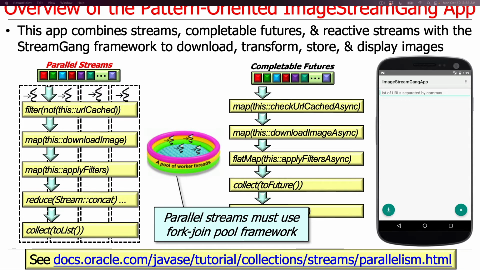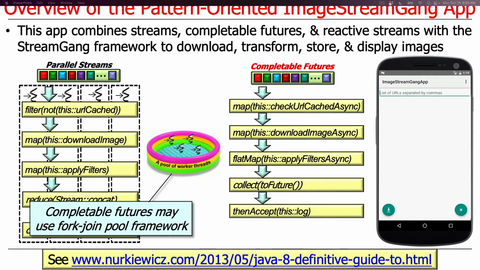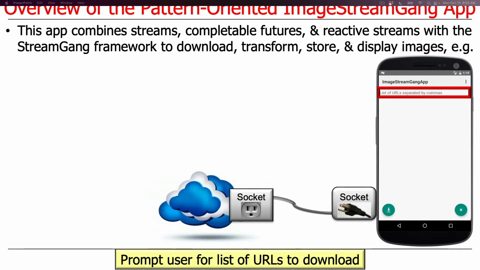As you probably know by now, parallel streams must use the Java fork join pool, in particular the common Java fork join pool. And as we'll talk about later, completable futures may use the Java common fork join pool, or you could use a custom fork join pool, or you could use some other completely different type of concurrency model altogether. And that's one of the things that makes completable futures very powerful, is you can customize the way in which threading is applied to that framework.